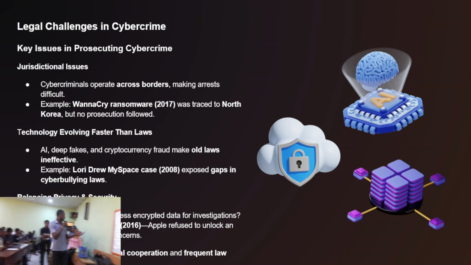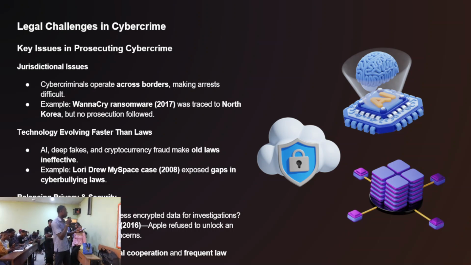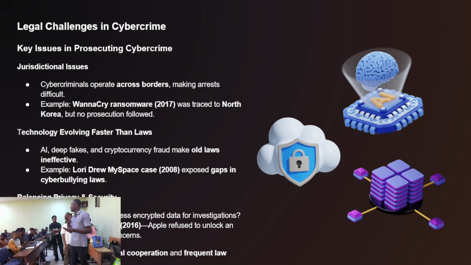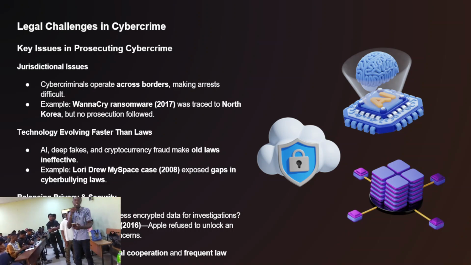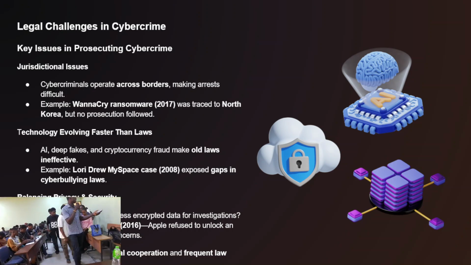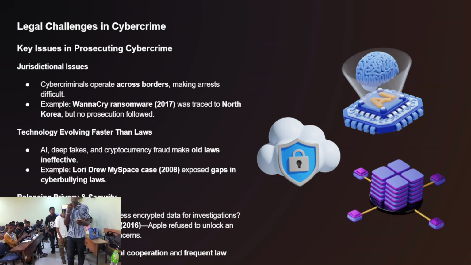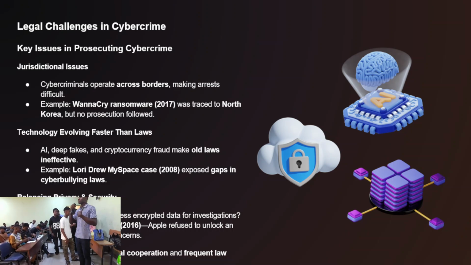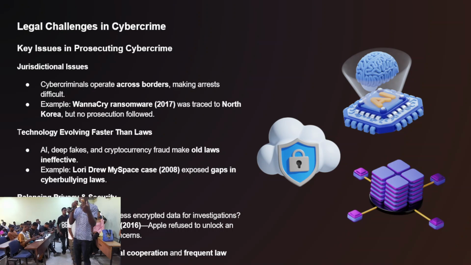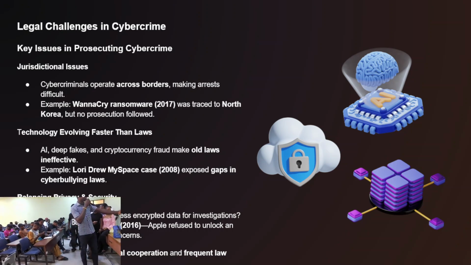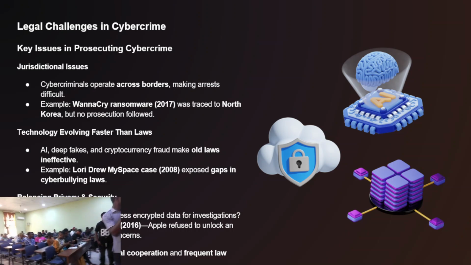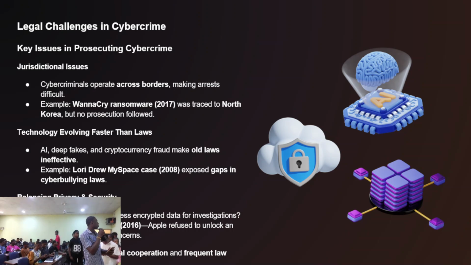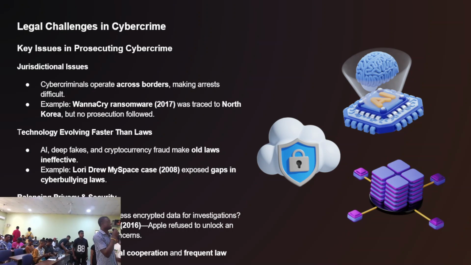So one of the questions asked in balancing privacy and security is, should government access encrypted data for investigations? Yes, they are to access the data, but based on some policies in other countries, they don't have the right to access those data. An example is Apple versus FBI in 2016. Apple refused to unlock an iPhone, citing privacy concerns. So based on the customer's rights, they refused to disclose the customer's data for investigation, and so the case was compromised. Stronger international cooperation and frequent law updates is one of the solutions for curtailing legal challenges in cybercrime.